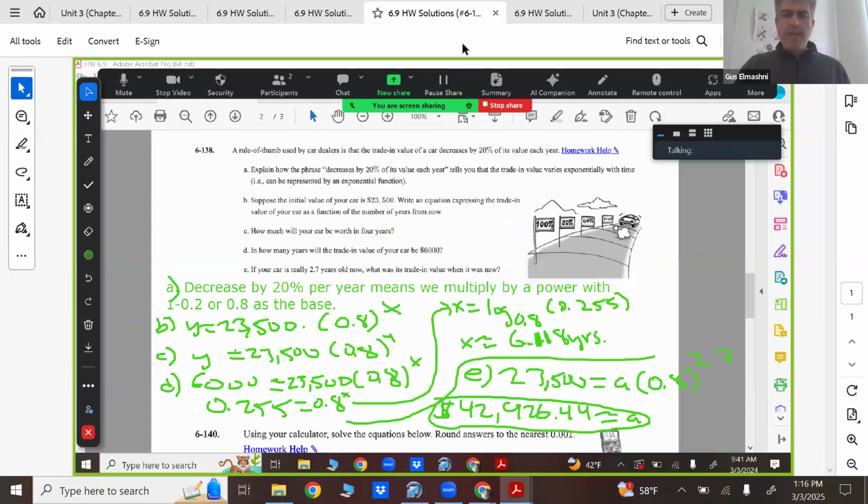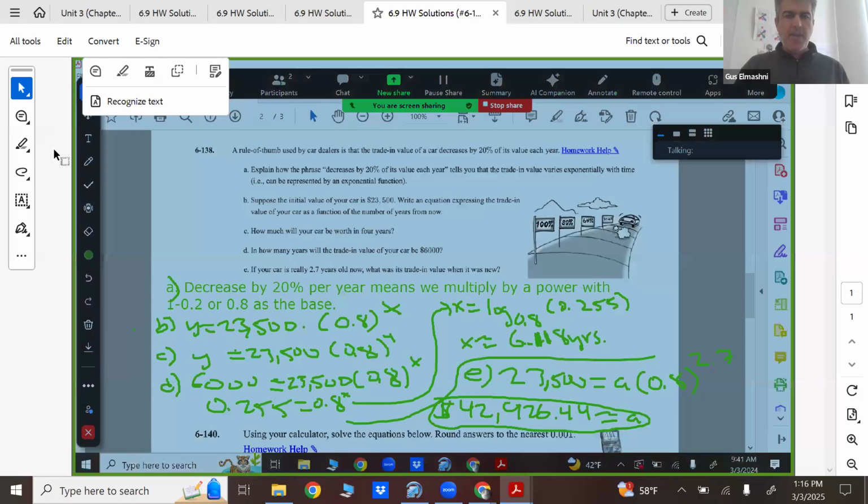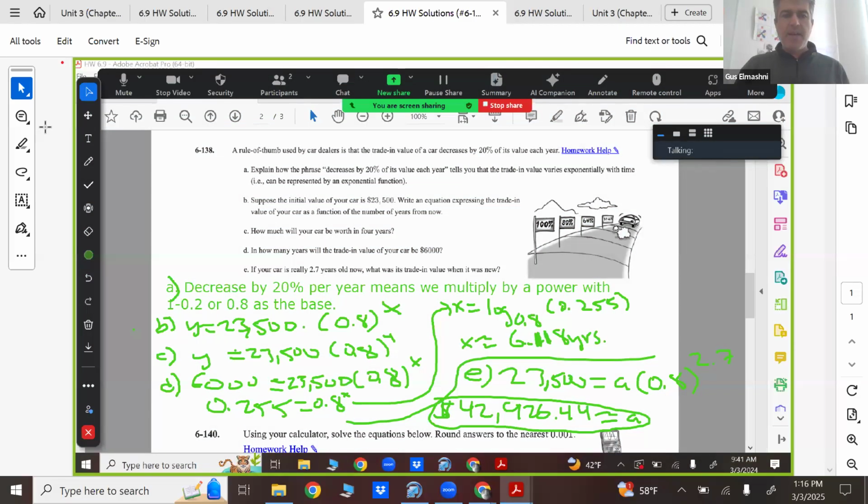For the word problem, some people are getting a little flustered with this one. They thought, oh, don't I have to use the finance formula? Well, this doesn't involve finance. This is just y equals a times b to the x power. If you think about it, your a value is 23,500. Your b is your rate, but you're dropping by 20%, so the rate's actually 0.8.